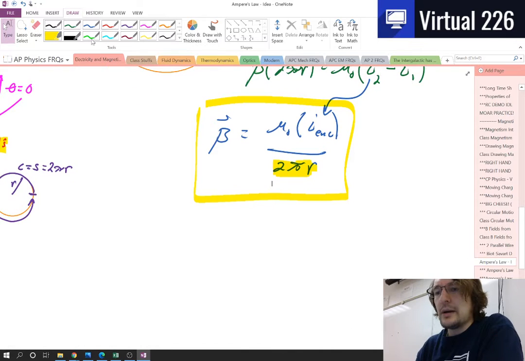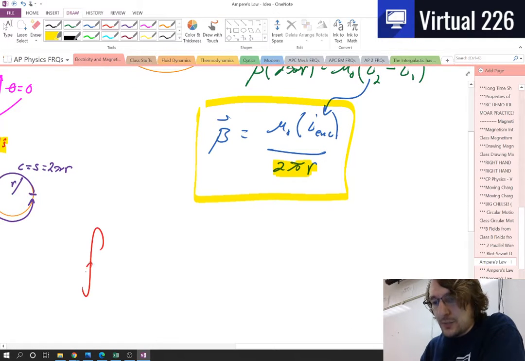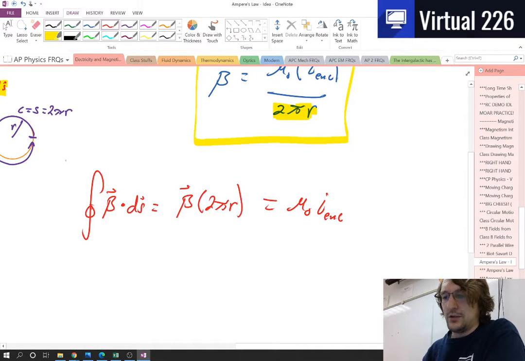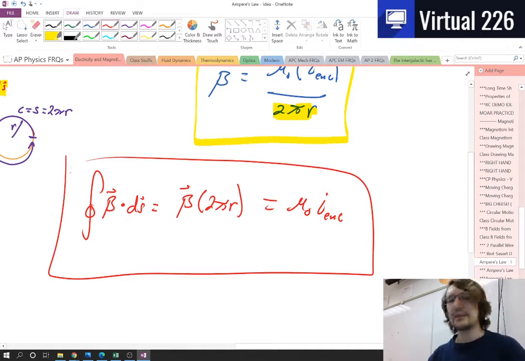Okay, so important things to remember. The closed path integral of B dot ds is just equal, for our Amperian loops, to B times 2 pi r, and this will always be equal to mu naught times the current enclosed within that Amperian loop there. Okay, so that's how we do that.